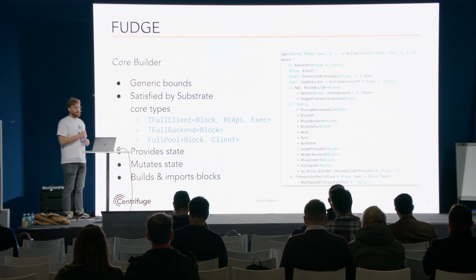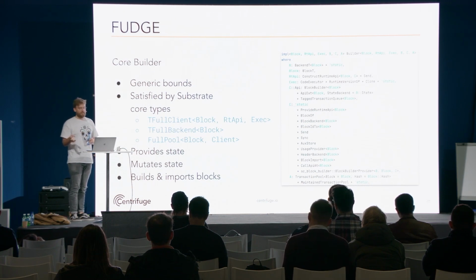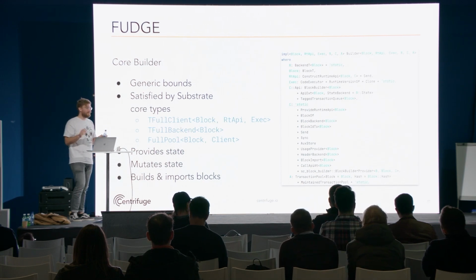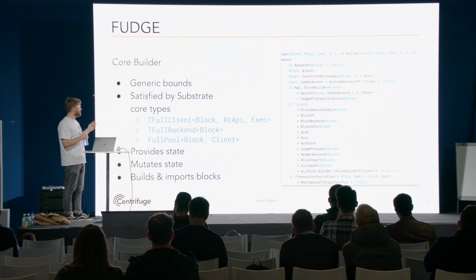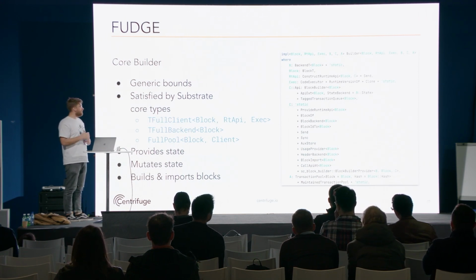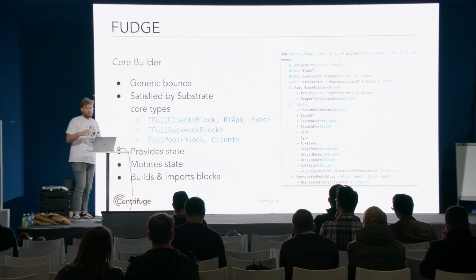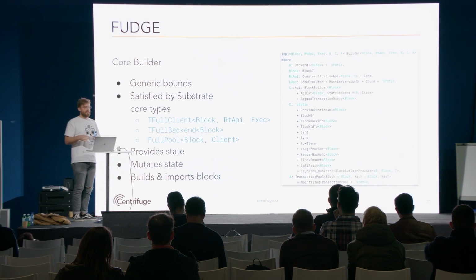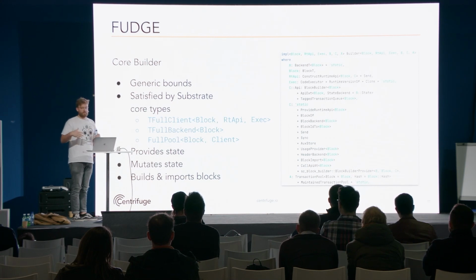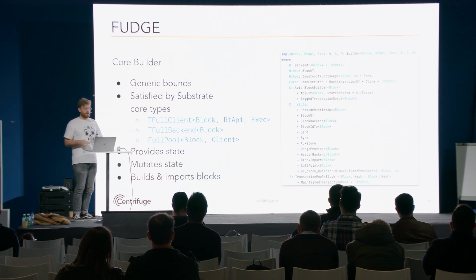But yeah, there are some helper methods that will just instantiate the standard types that we currently have, at least to the best of my knowledge, as I have not seen a custom client implementation by another team so far. What the helper methods basically do is instantiate the normal client, the full backend, and the full pool, and then help you start the builder.